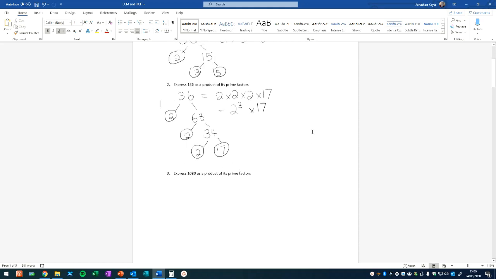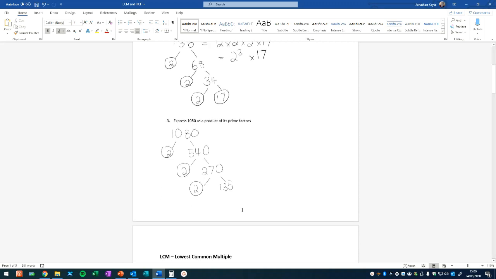So the final one I have here is express 1080 as a product of its prime factors. Now I'm probably going to need quite a lot of room to do this one, but we'll give it a go. 1080 definitely divides by 2, which goes in 540 times. That divides by 2 as well, which goes in 270 times. That divides by 2 as well. 135. Let's just give ourselves a bit more room here. And I think 3 goes into 135.